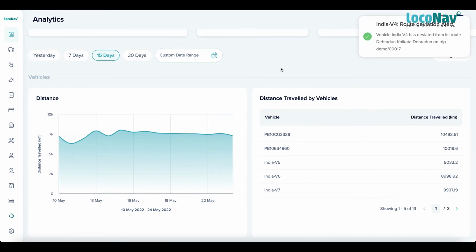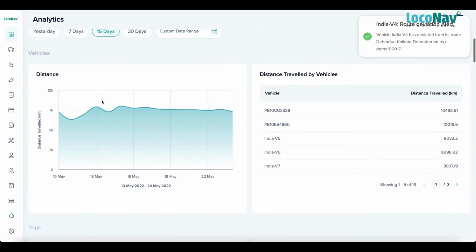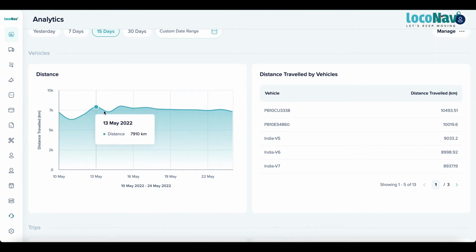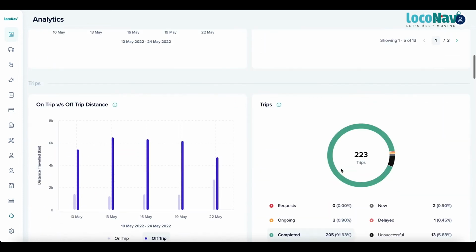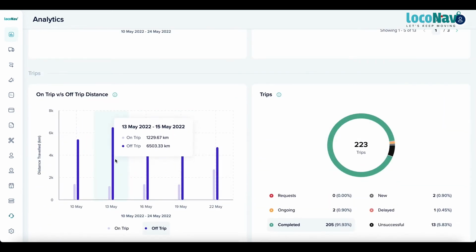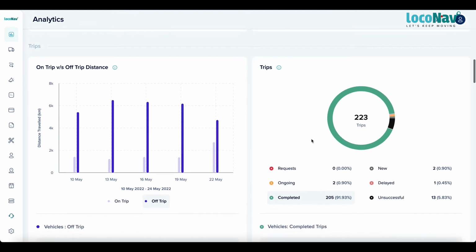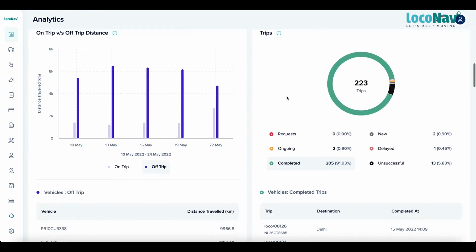First, vehicles. In this section, you can view a graphical representation of total distance traveled by the fleet and see which vehicles travel the most. Next is trips. In this section, you can view a graphical comparison of vehicles which had traveled on trip and off the trip. You can also view the distribution of trips on the basis of trip status.